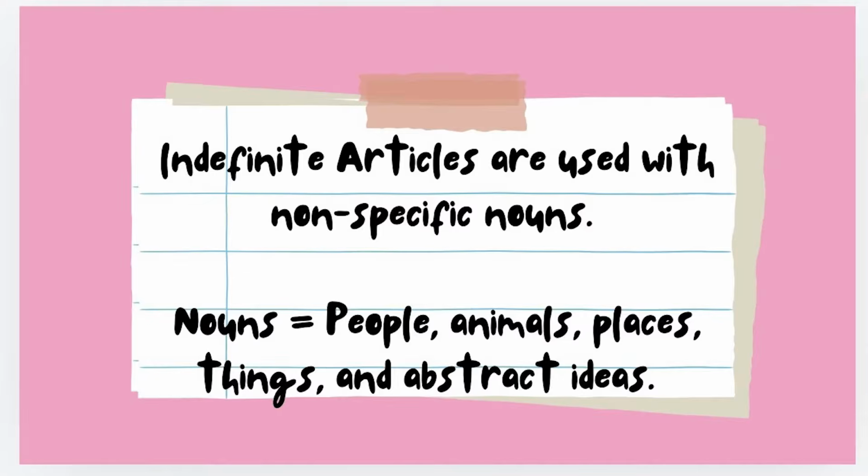Today we're taking a look at the indefinite articles in English. To preface today's lecture, let's establish the definition of indefinite articles. The indefinite articles in English are a and an. They are used to refer to non-specific nouns, and nouns are the names of people, animals, places, things, or abstract ideas like love, respect, admiration, etc.